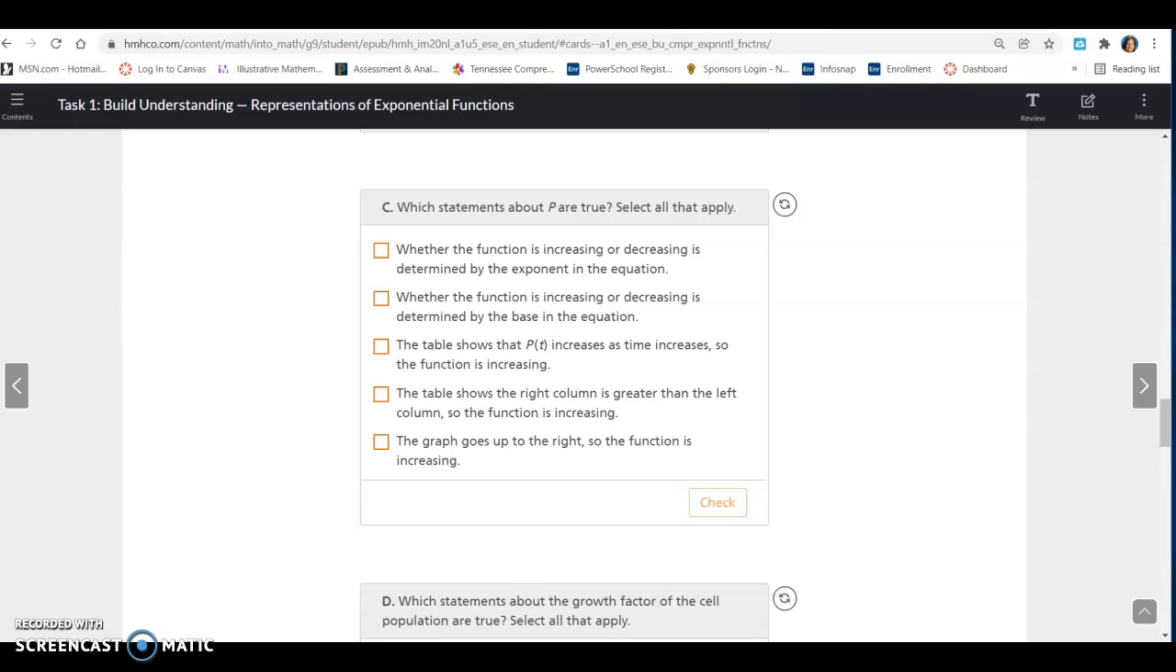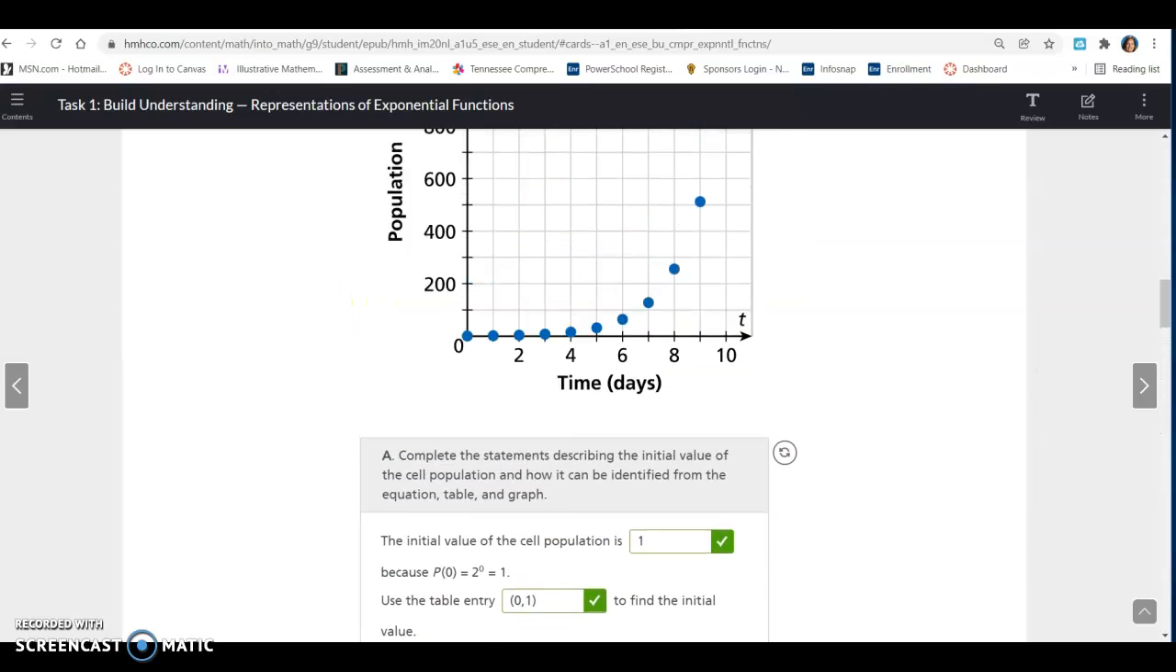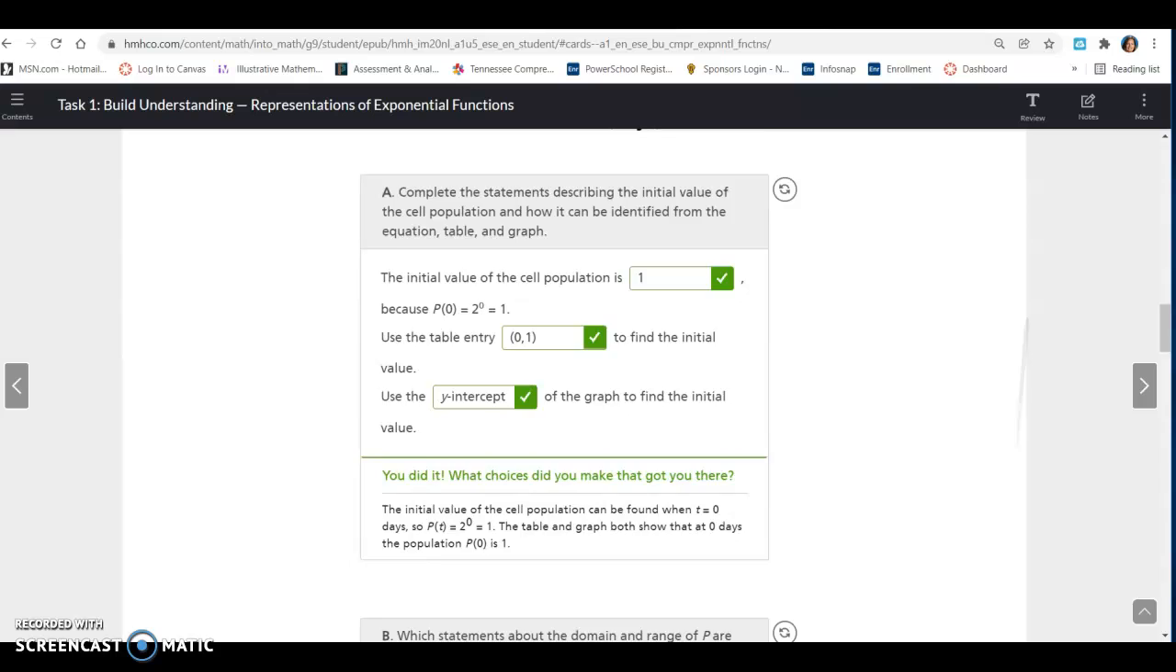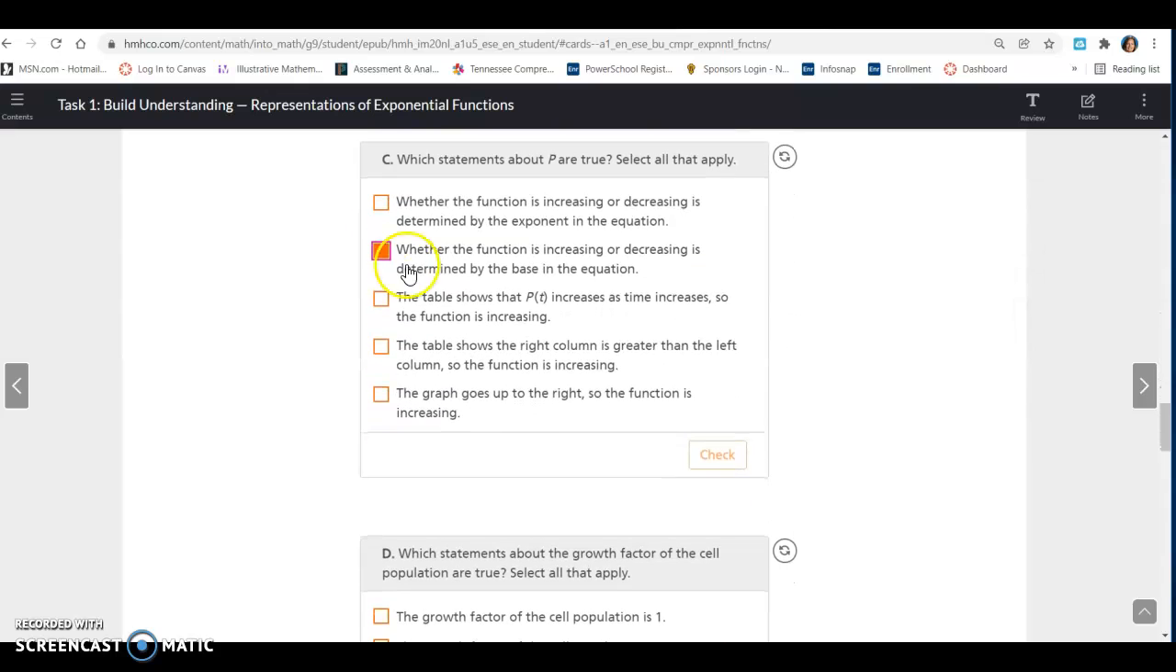All right, which statements about P are true? Select all that apply. All right, whether the function is increasing or decreasing is determined by the exponent. Okay, so it's not determined by the exponent. Remember, it's determined by the base. So whether the function is increasing or decreasing is determined by the base of the equation. So remember, in past lessons, if the base is greater than 1, 2 is greater than 1, then it's exponential growth. If the base is between 0 and 1, it's exponential decay. So the base determines whether it's increasing or decreasing.